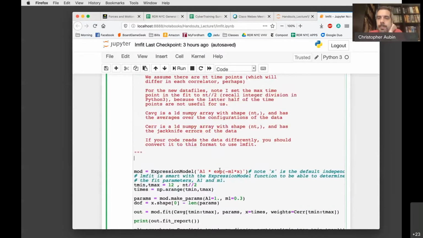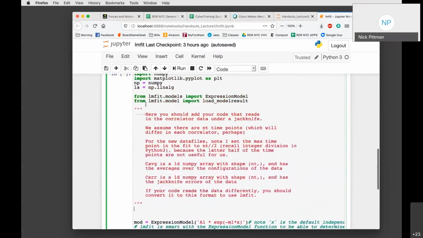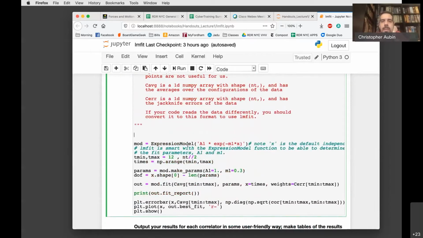We need to put in our own jackknife data thing? Exactly. Basically, whatever you did before to read in the data under the jackknife, replace this all here or put it somewhere above the mod equals line. So that should be pretty much done. The only key is making sure you read in the data files correctly, and then looking at the different files that I've given you.